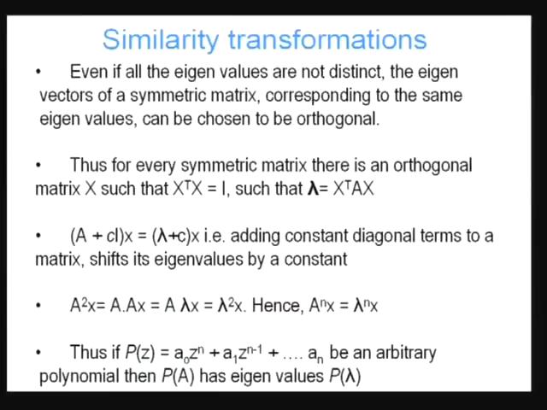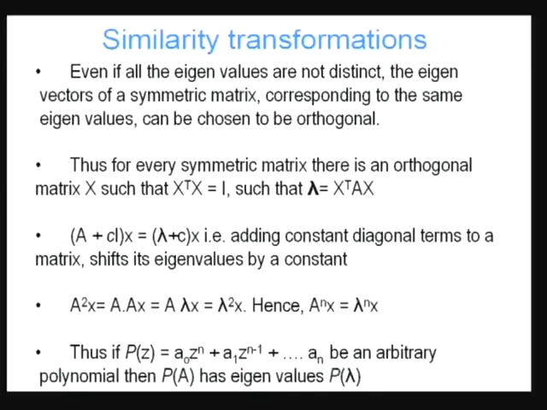What does orthogonal mean? It means that if we take the dot product of two of those eigenvectors, xi dotted with xj, or in matrix notation xi transpose xj, we are going to get 0. Even if all the eigenvalues are not distinct, the eigenvectors of a symmetric matrix corresponding to the same eigenvalue can be chosen to be orthogonal.